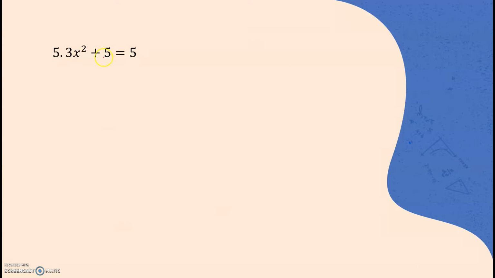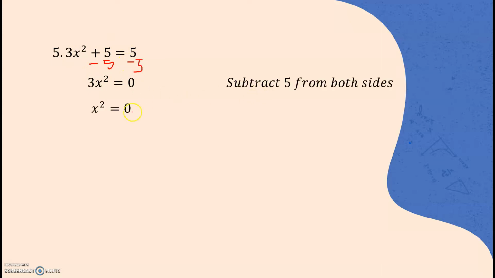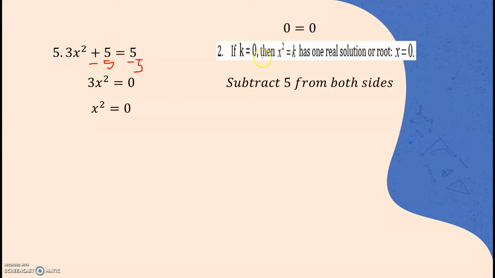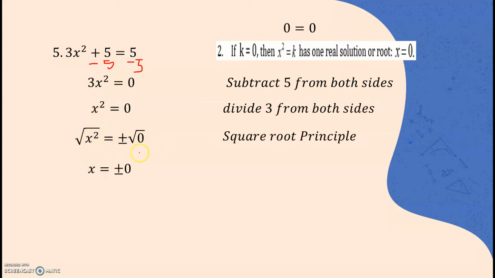Next, 3x squared plus 5 equals 5. Notice, when you subtract 5 here, it becomes 0, right? So 3x squared equals 0. If k is 0, then x squared has one real solution or root. Because when you take the square root, the square root of x squared is x, but the square root of 0 is 0. It's not plus, and it's not negative. So, basically, x is just equal to 0. It has only one solution.